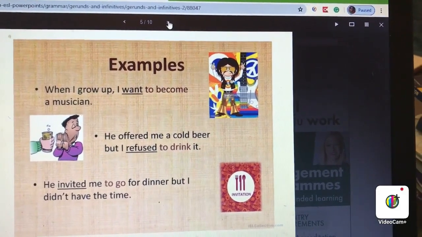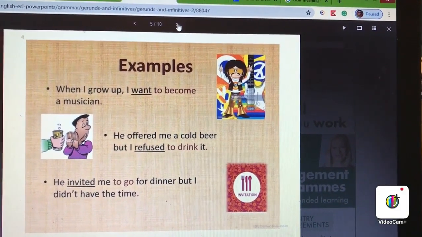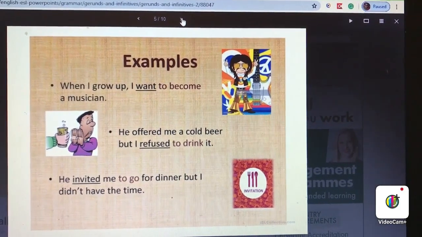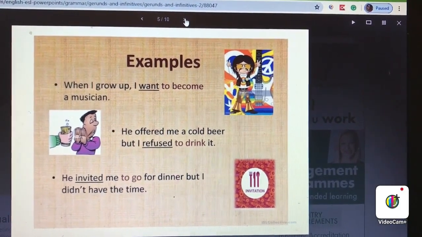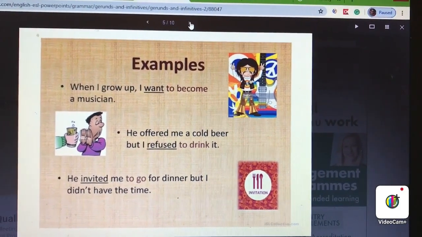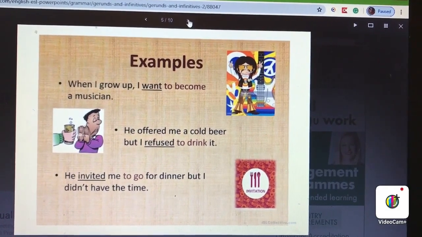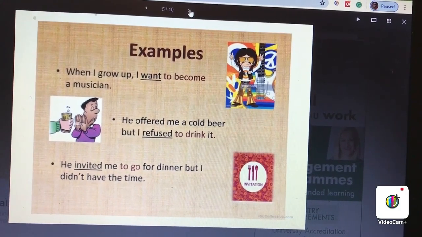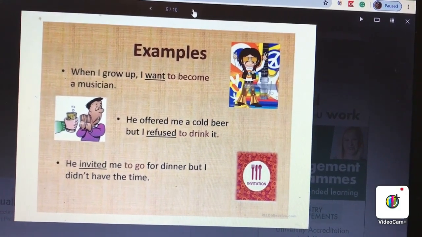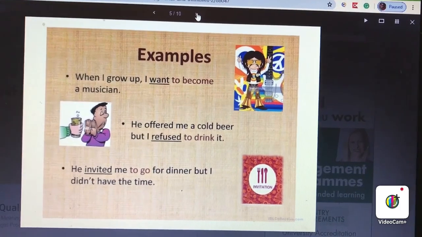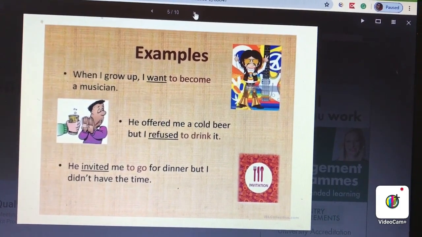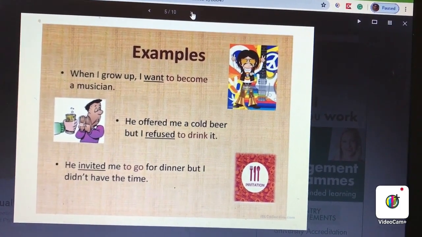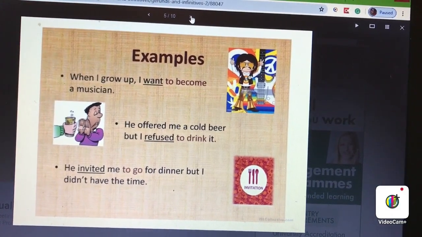If we do not add a subordinate clause, it doesn't mean that we cannot use infinitives with single clauses or independent clauses. No, it is not necessary that we can use infinitives only in compound sentences. If I remove I didn't have the time, the subordinate clause, from this one, he invited me to go for dinner. This is also okay, to use infinitives with independent clauses.